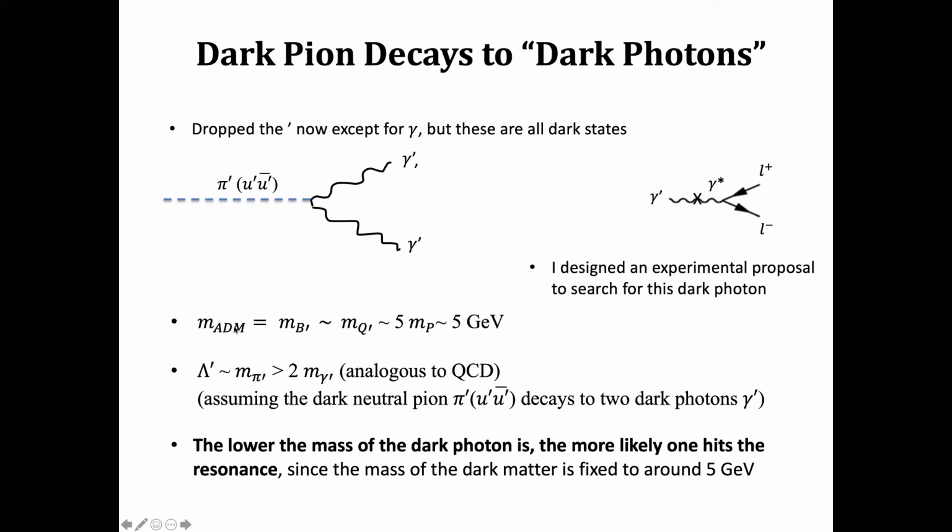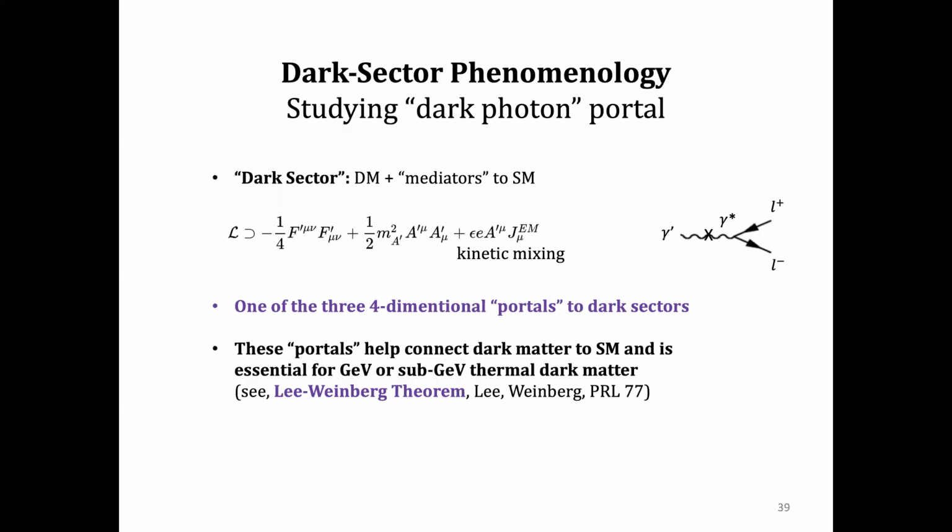And now you fix your mass of the dark matter, and you also push down your lambda QCD. And your lambda QCD is about the same as your pion mass. It's larger than 2 times the dark photon mass. So now you see an interesting phenomenology, because the lower the mass of the dark photon is, the more likely one hits the resonance. So I will show you this phenomenology. But just, yeah, this is the dark photon theory that I introduced.